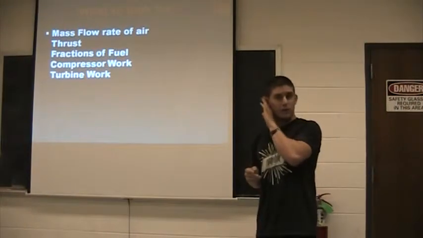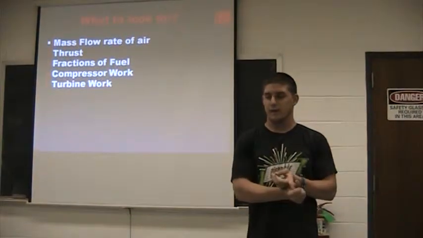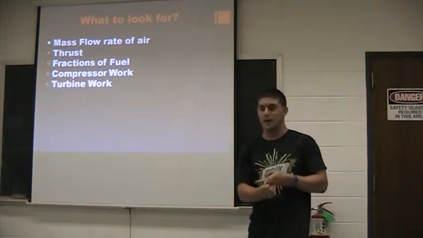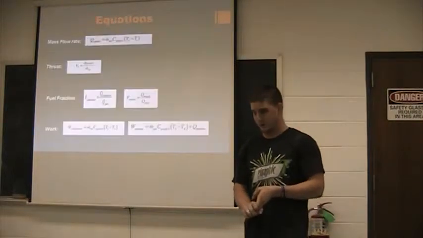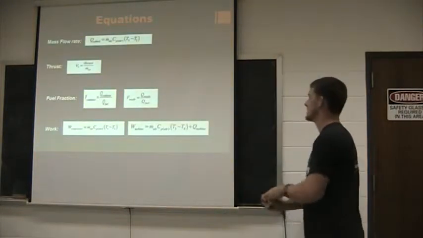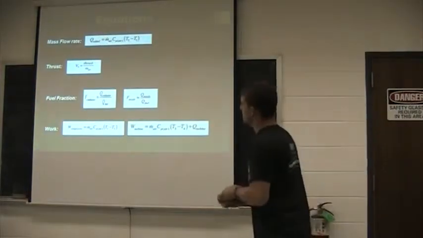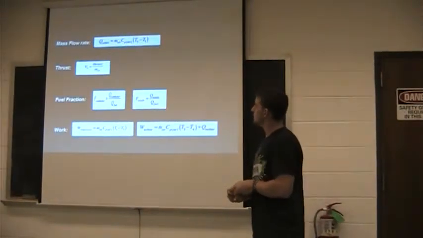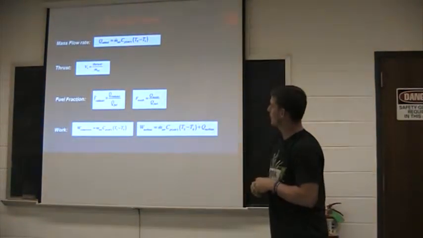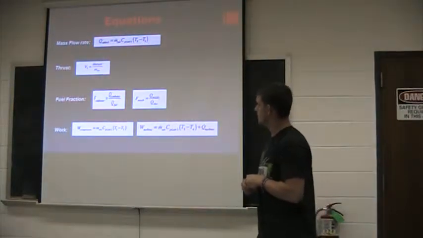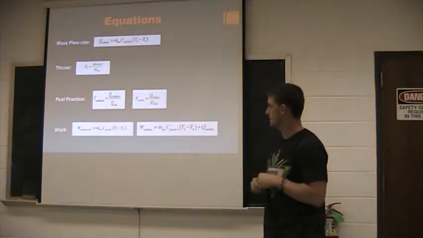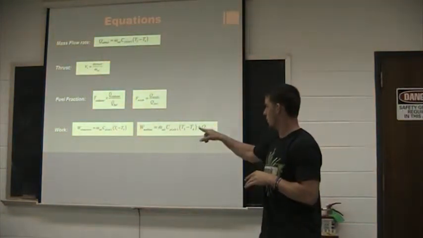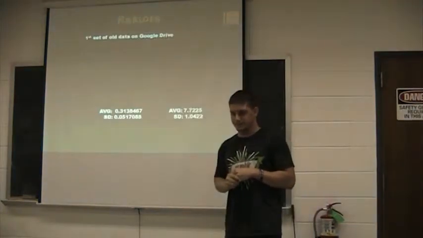Now, what we're going to look for, we're asked to find the mass flow rate of the air, the thrust, as well as the fractions of fuel, the compressor work, and the turbine work. Here are some equations that correspond to those. The mass flow rate can be derived from that equation right there. Thrust is given by these two equations, as well as fraction. And both work with the turbine and the compressor.